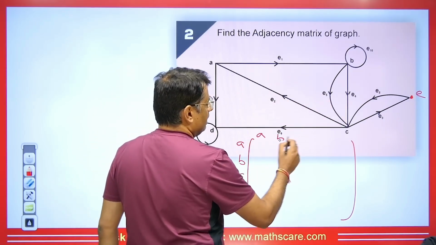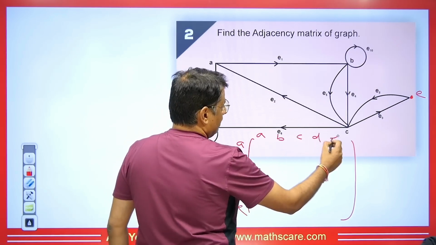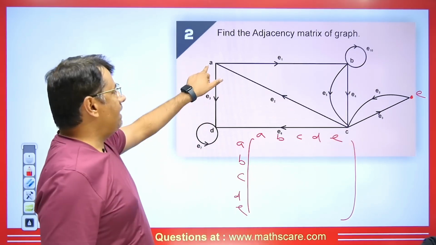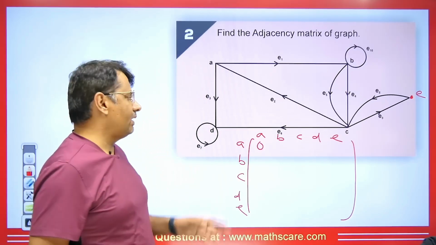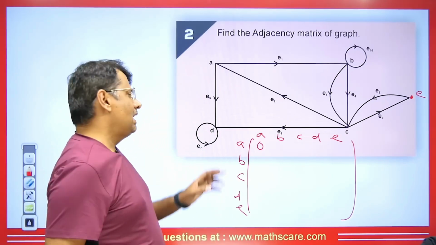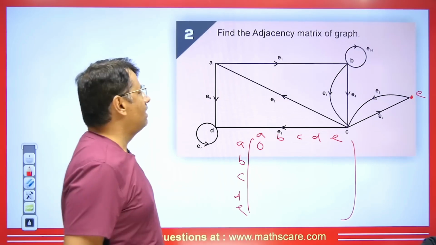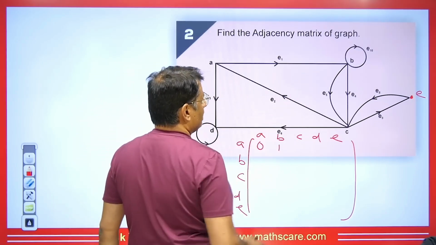We have vertices A, B, C, D, and E here. Okay, students? Now, A is not connecting to A, so it will be 0. Here we have a directed graph, right? So, the direction in which our edge goes, we'll write it there. A goes to B. We have A going to B, so 1 will come here.